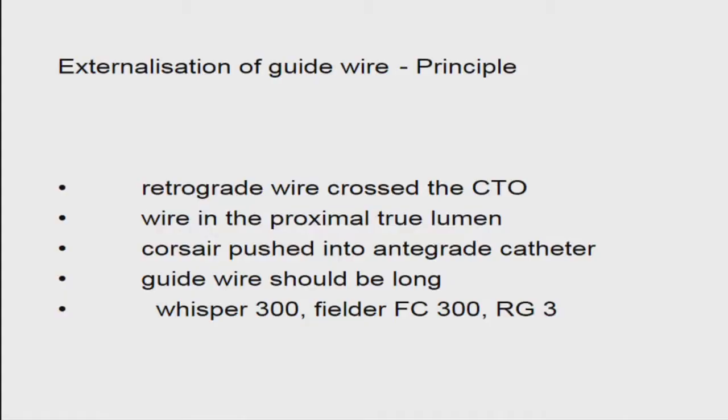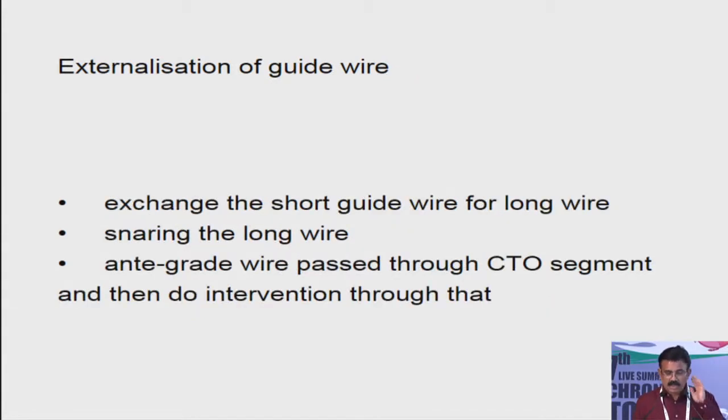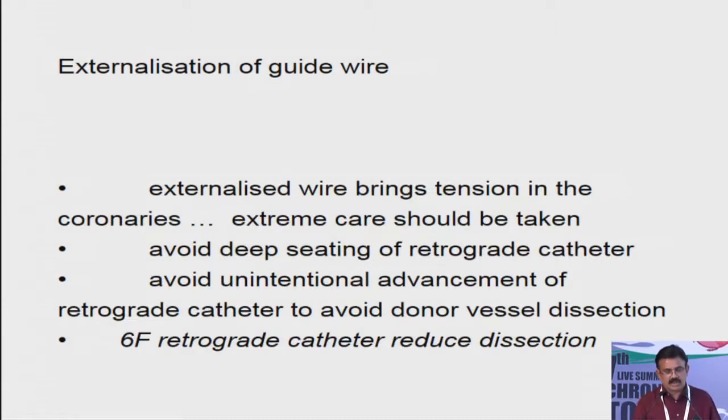The externalization of wire: the retrograde wire is across the CTO, the wire is in the proximal true lumen, and the Corsair or microcatheter is pushed to the antegrade catheter. The guide wire should be long enough for externalization. You can exchange the short guide wire for the long wire, or you can snare the long wire, or the antegrade wire passes through the CTO segment and then you do the intervention through that.